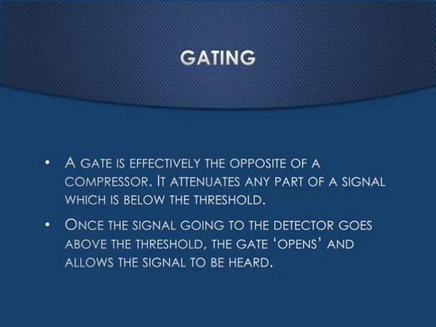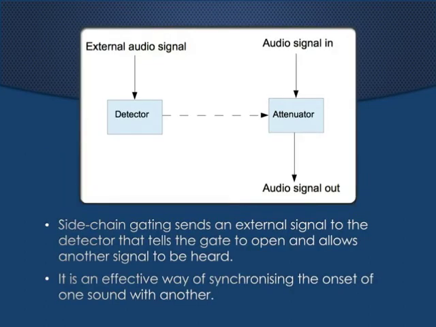So if we think again in terms of our detector and attenuator, once the signal going to the detector goes above the threshold, a signal is then sent to the attenuator, which then opens the gate and allows the signal to be heard. Sidechain gating sends an external signal to the detector that tells the gate to open and allows another signal to be heard. It's an effective way of synchronizing the onset of one sound with another.